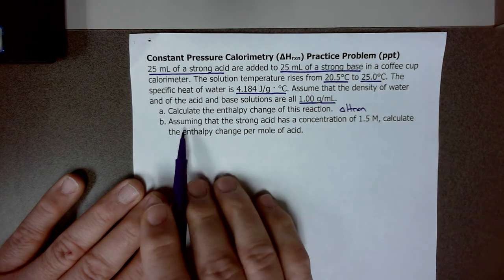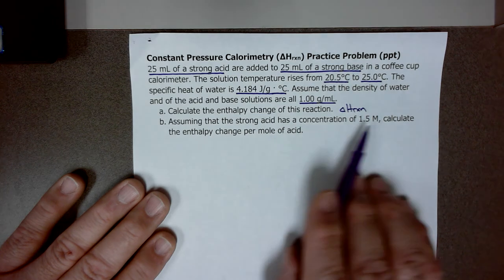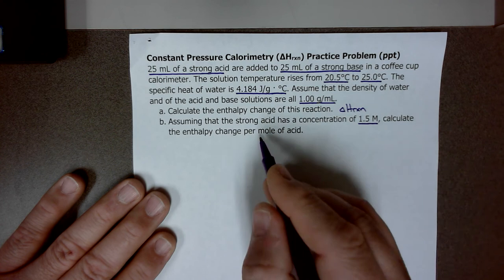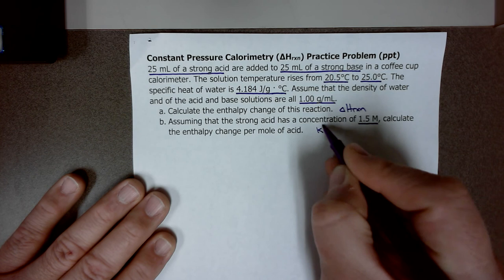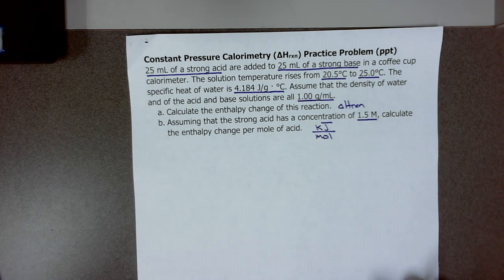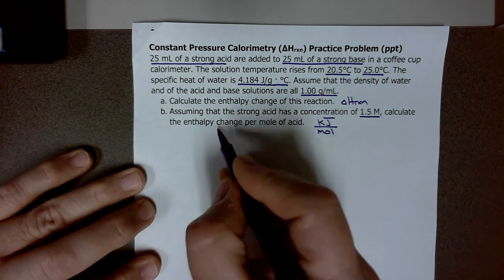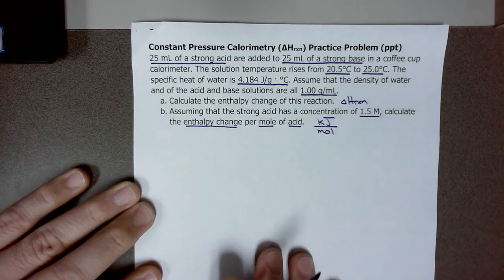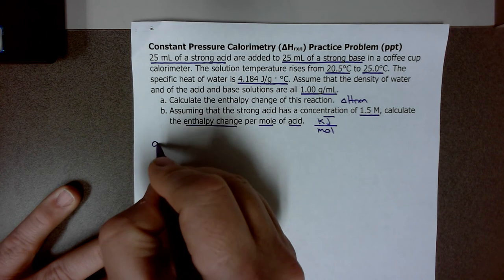In B, assuming that the strong acid has a concentration of 1.5 molar, calculate the enthalpy change per mole. So we really want to know how many kilojoules per mole. That's what we're looking for in this problem. Enthalpy change per mole of the acid. We're looking at the acid. So let's work through part A.